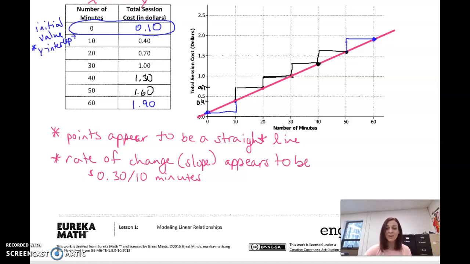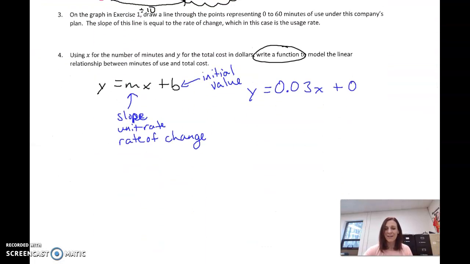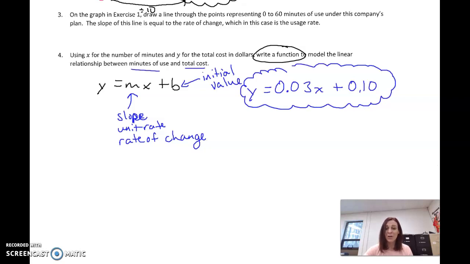Okay, so I don't have to figure anything out. I know it's 10 cents. In this way, now that I have my function, my linear function, I can say between minutes of use and total cost, my cost equals 3 cents times the number of minutes plus 10 cents.